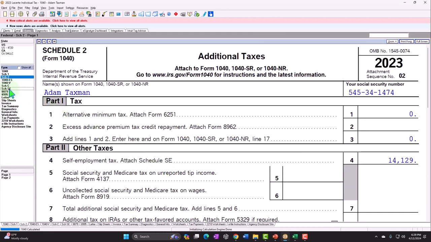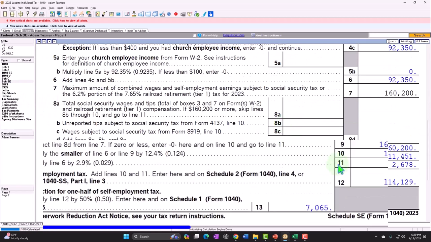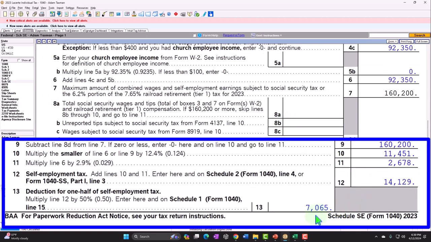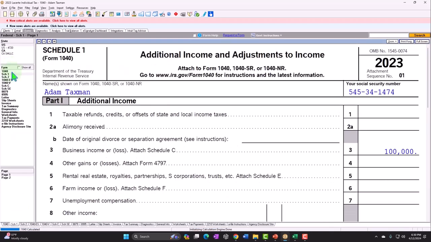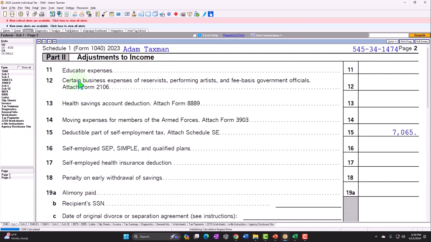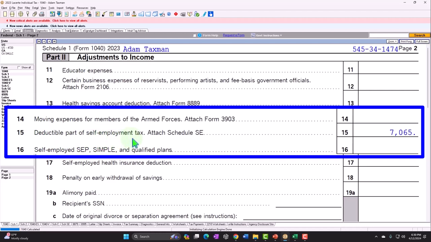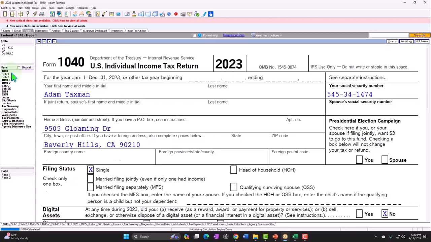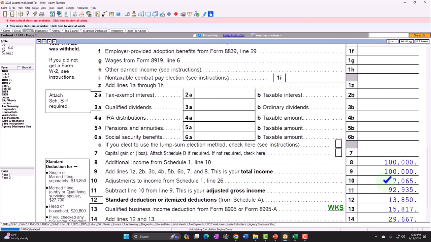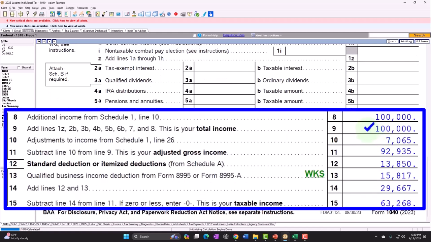Also, if we go to the Schedule SE, we get to have half of that tax deductible. That's going to be $7,065. You would think that would go on the Schedule C, but no, because that would make a circle reference. Therefore, instead, it goes to the Schedule 1, page number 2, where we have part 2, adjustments to income, line 15, deductible part of self-employment tax. There's the $7,065, which ultimately goes to the Form 1040 as an adjustment to income or above the line deduction. That gives us the $100,000 minus the $7,065, gives us the adjusted gross income $92,935.